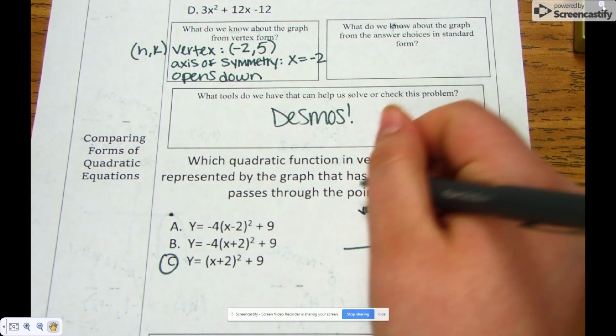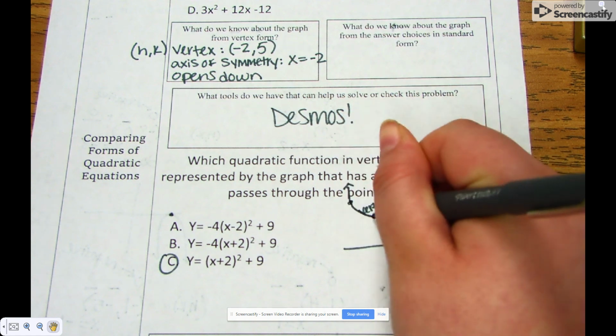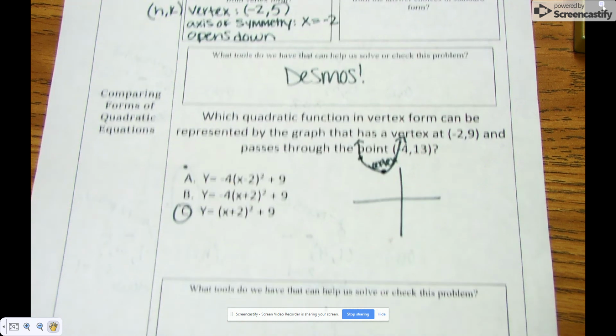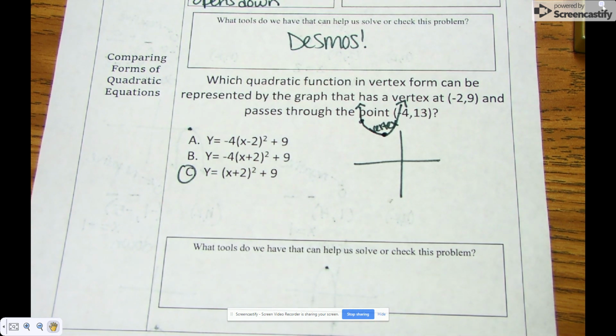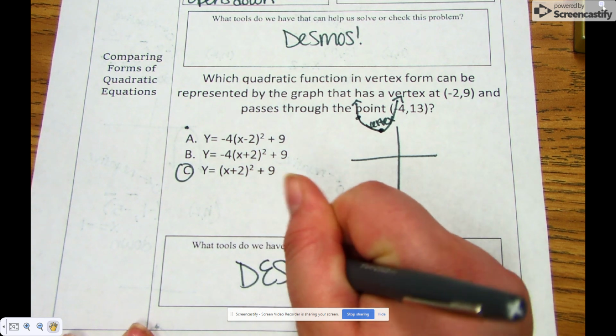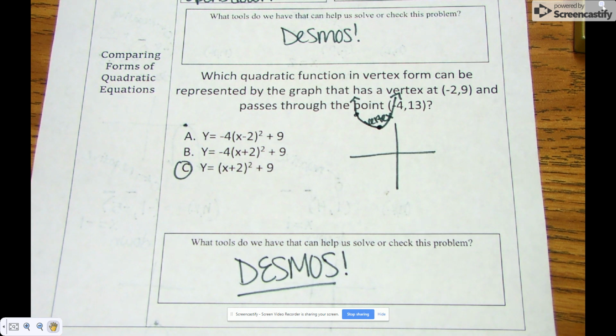We can go ahead and finish sketching the graph up here. All right, down here it says, what tools do we have that can help us solve or check this problem? Desmos. Desmos is going to help us.